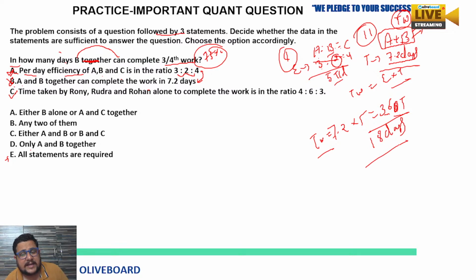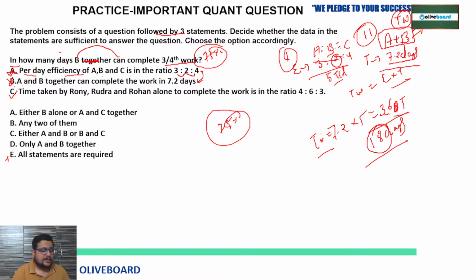So 75% of the total work will be completed in how many days? 18 days is the total time taken by B to complete the total work, so 75% will be 75% of the time. So 3/4 of 18 you can calculate and you can get the answer. No need to solve this much. I am just solving for your better understanding. You just need to check whether the data is sufficient or not. So first and second together are sufficient.